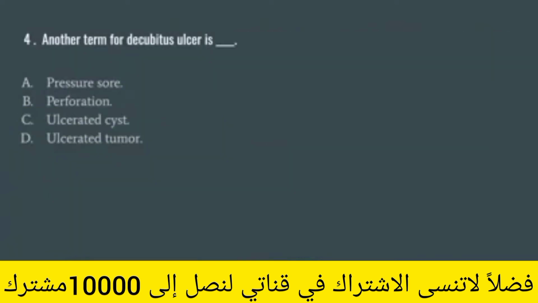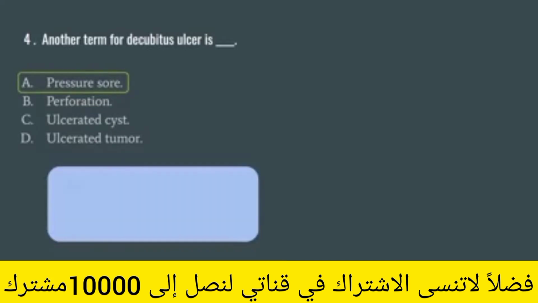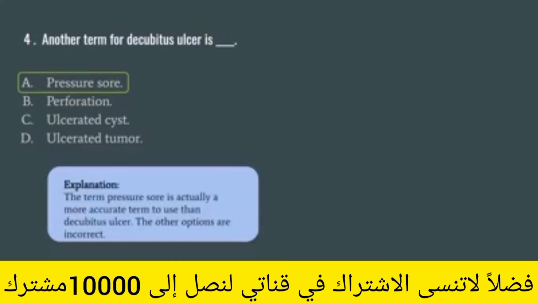Question 4. Another term for decubitus ulcer is A. Pressure sore. B. Perforation. C. Ulcerated cyst. D. Ulcerated tumor. Question 4 answer, A. Pressure sore. Question 4 explanation, the term pressure sore is actually a more accurate term to use than decubitus ulcer. The other options are incorrect.